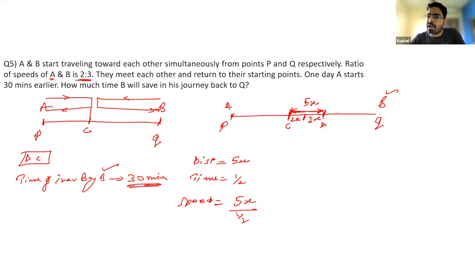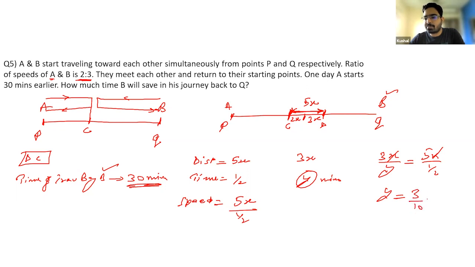Now what is going to happen? B will have to travel with the same speed, the distance being 3x. So how much will be the time taken? Let me say that the time taken is y minutes. He is taking y minutes, but the speed has to remain the same. So 3x by y, which will be the speed, should be equal to 5x by 1 by 2. So x will get cancelled out. So what we will get? y should be equal to 3 by 10 hours.